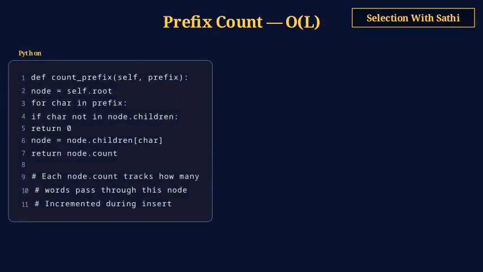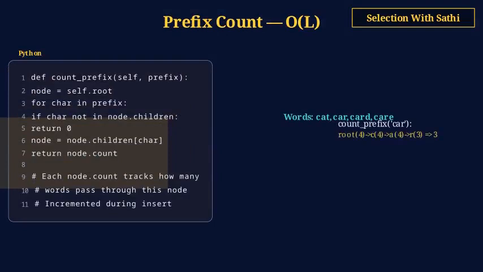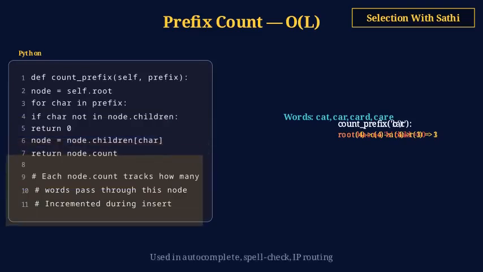Prefix count is a powerful feature of tries. Look at lines 3 through 6, navigate to the prefix endpoint, character by character. If any character is missing, return 0. Line 7, return the prefix count stored at that node. Because we increment prefix count during every insert, this value tells us exactly how many words pass through this node.